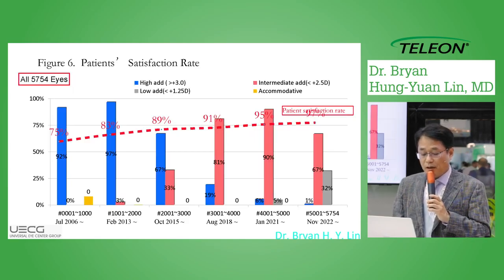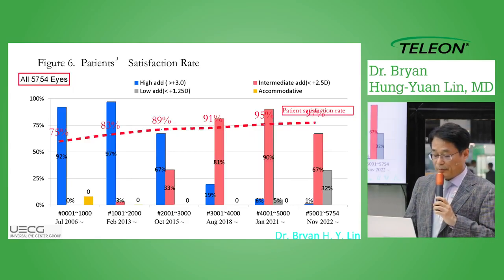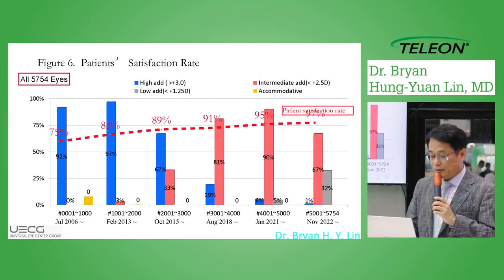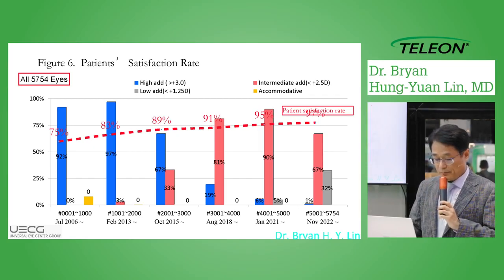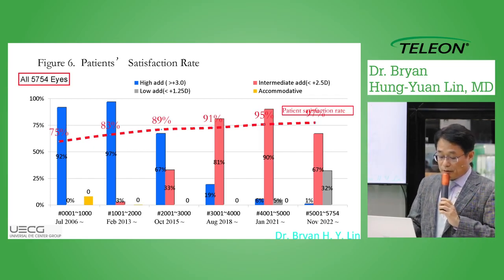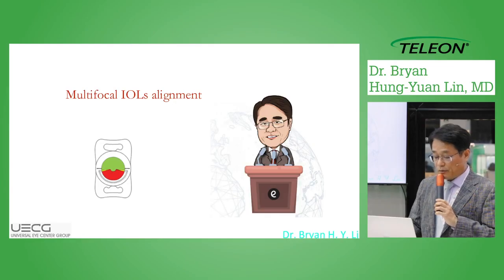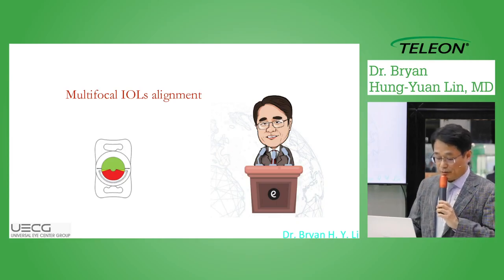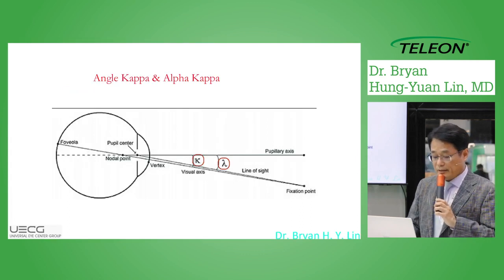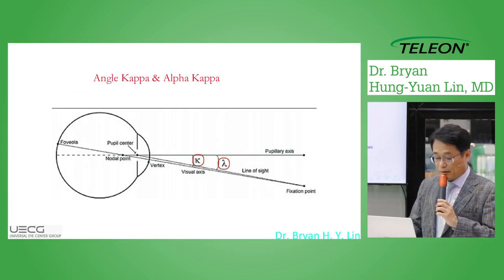This figure shows a higher percentage of patient satisfaction as the proportion of intermediate and low-add IOLs used increases. To achieve a higher success rate with all types of multifocal IOLs, precise alignment is crucial and presents a significant challenge. This slide explains angle alpha and angle kappa.